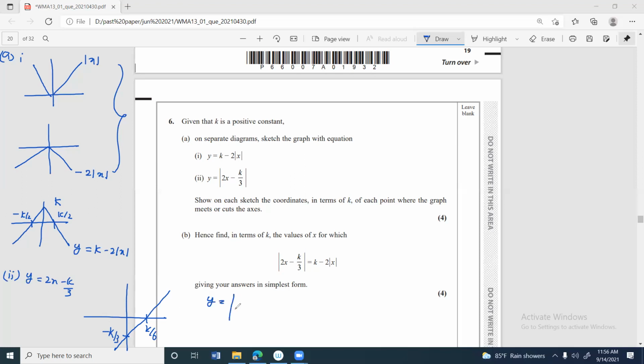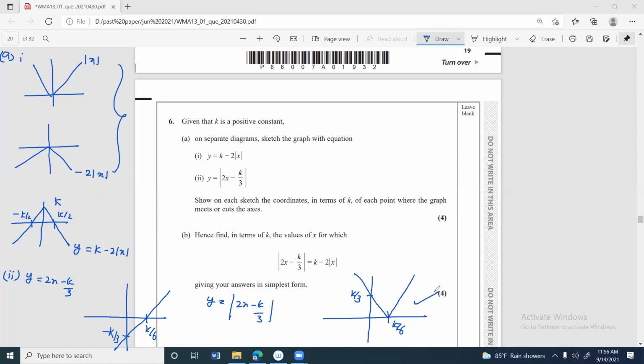Then if you take the modulus of it, you get the answer: up to here, k over 6, and this side it's k over 3. It's the final answer for this question. This is the simple answer, the final answer you should draw, right? Hence, in terms of k, find the value of x for which this is equal to this, right? This is the way of doing this question.